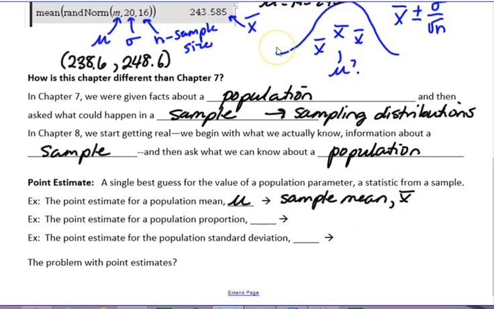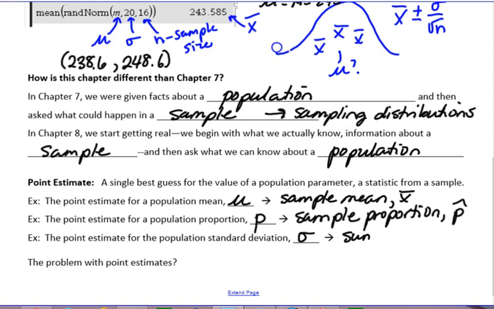The point estimate for a population proportion, which is called p, would be the sample proportion, which of course is called p hat. And then this is one we haven't talked about as much, but the point estimate for the population standard deviation, sigma, is the sample standard deviation, which is symbolized with the letter S.